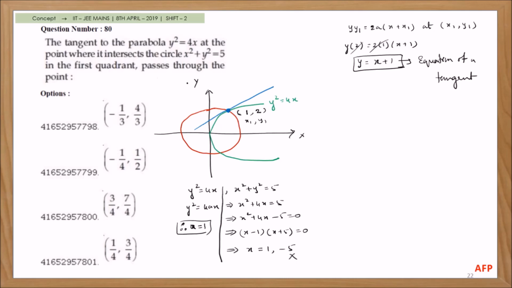So which point will it satisfy? You can see the third point will satisfy. We will substitute the third point: 7 by 4 is equal to 3 by 4 plus 1, which is nothing but 7 by 4 equal to 7 by 4. So option 3 follows.